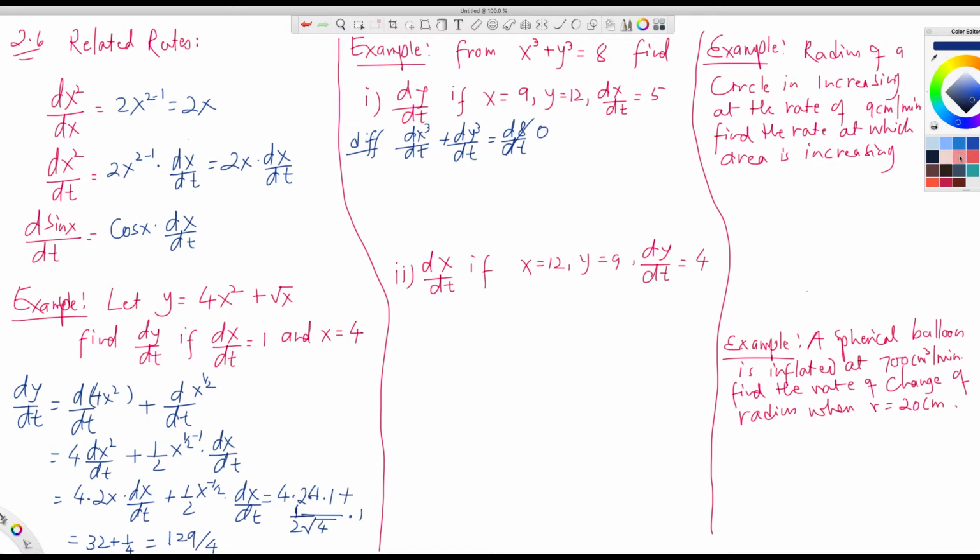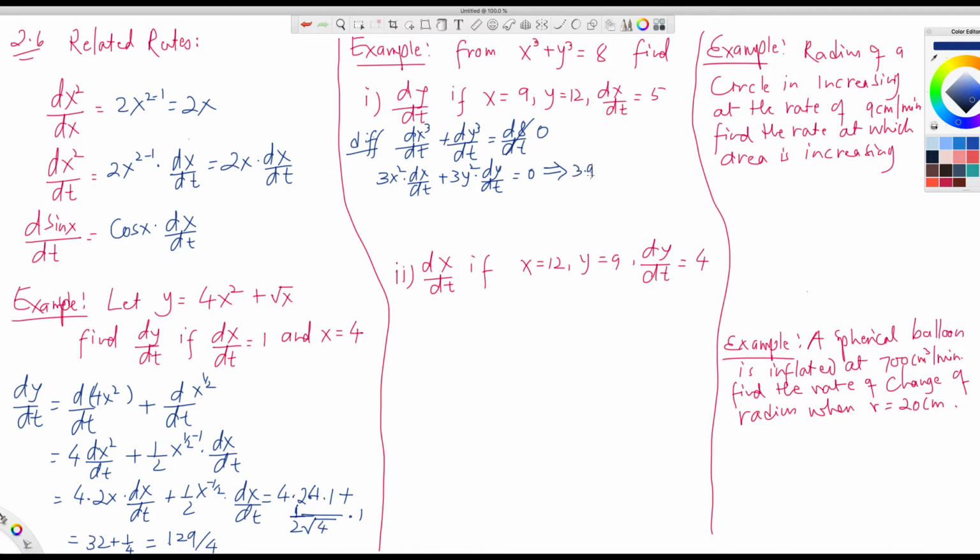Okay, so what do you do on the left? Because they don't match, it will be 3x squared times dx over dt, plus 3y squared times dy over dt equals 0. You see that? So you need to plug in dx over dt and then x and y and then solve for dy over dt. What does this imply?